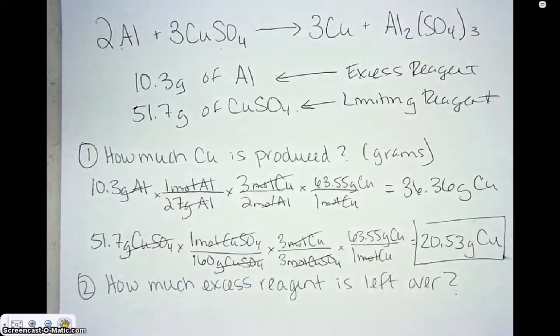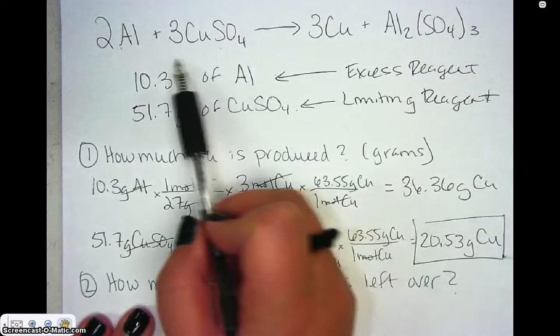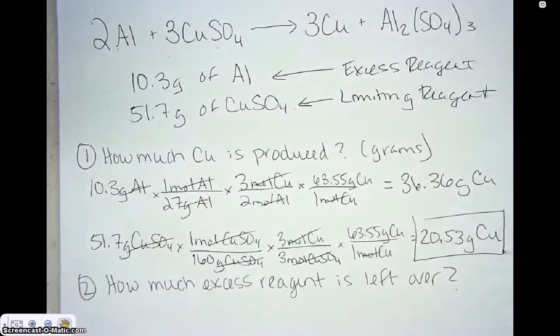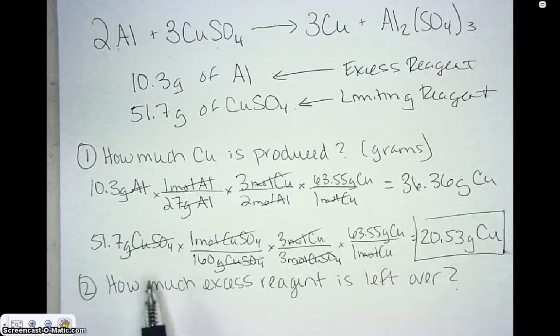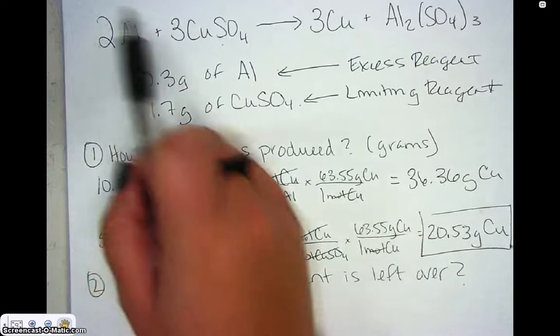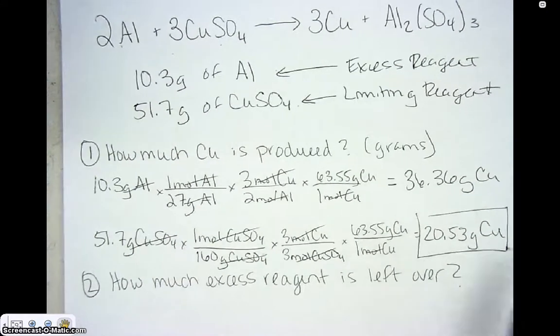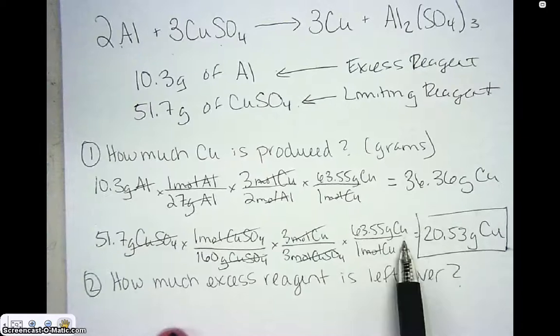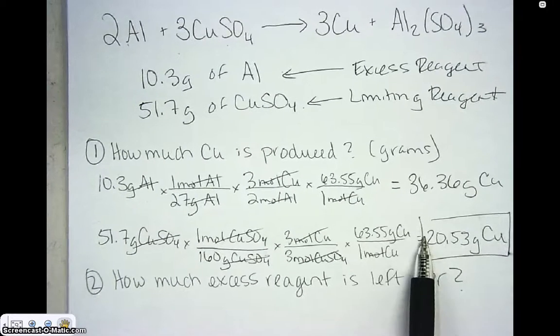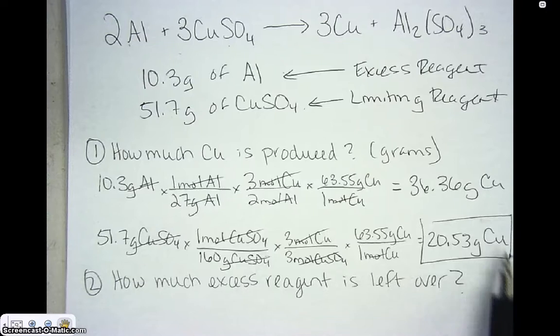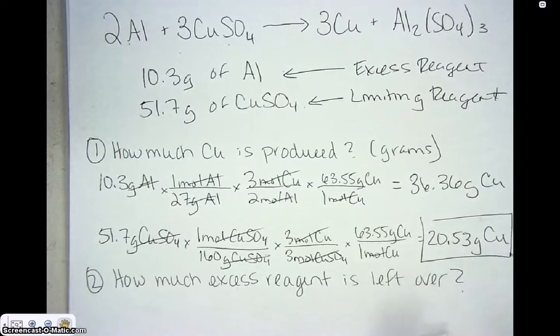Okay, now the next question says how much excess reagent is left over. Okay, so we want to know of this 10.3 grams of aluminum, how much is left over. So really what we need to know is how many grams of aluminum were needed to make this much copper. Okay, so there's a couple different ways we can set it up. We could set up a stoichiometry problem where we go from grams of copper sulfate to grams of aluminum. Okay, or now that we have this product, we could see, okay, how many grams of copper, if we have 20.53 grams of copper, how much aluminum was made. And I'm just going to do that, but either way is fine.